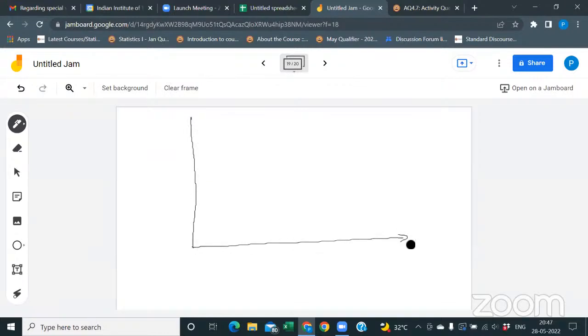See, this is your x axis and this is your y axis. So suppose my x bar is here, and your y bar is here.